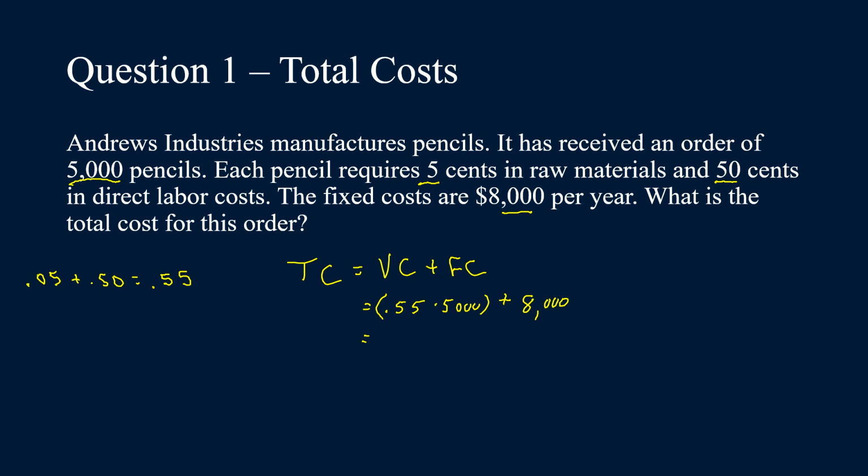So we just put these numbers into the calculator. Let's see, 0.55 times 5,000 equals 2,750 for variable costs, plus the 8,000 for fixed costs. And so we have total costs equals 10,750. Okay, so that's going to be our total cost for making 5,000 pencils. All right. Now we're going to go into our break-even analysis on the next slide.